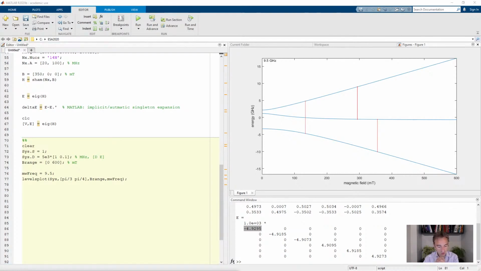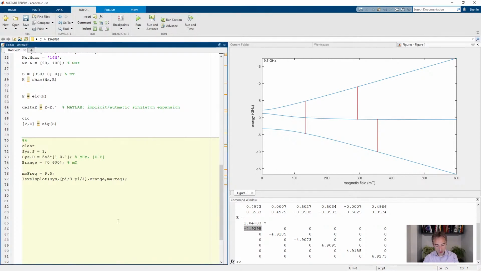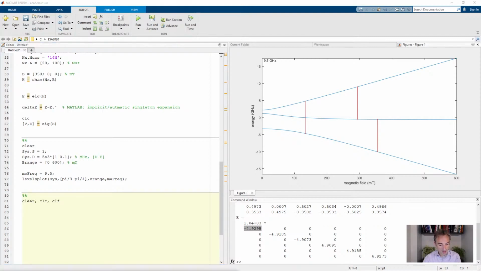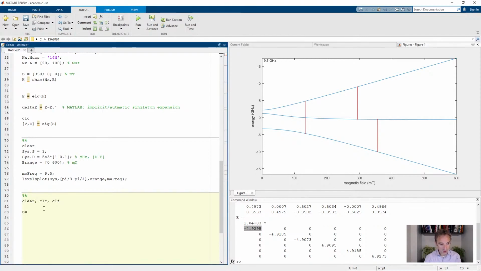The last thing I would like to mention briefly are line shapes. The two major types of line shapes in EPR are Gaussian lines and Lorentzian lines, and they also can be combined into a line shape called a Voigtian line shape. And EasySpin supports that. So let's start out clearing everything. Let's define a linear vector of magnetic field values. So linspace goes from 300 to 400 millitesla, and let's take 1001 points.